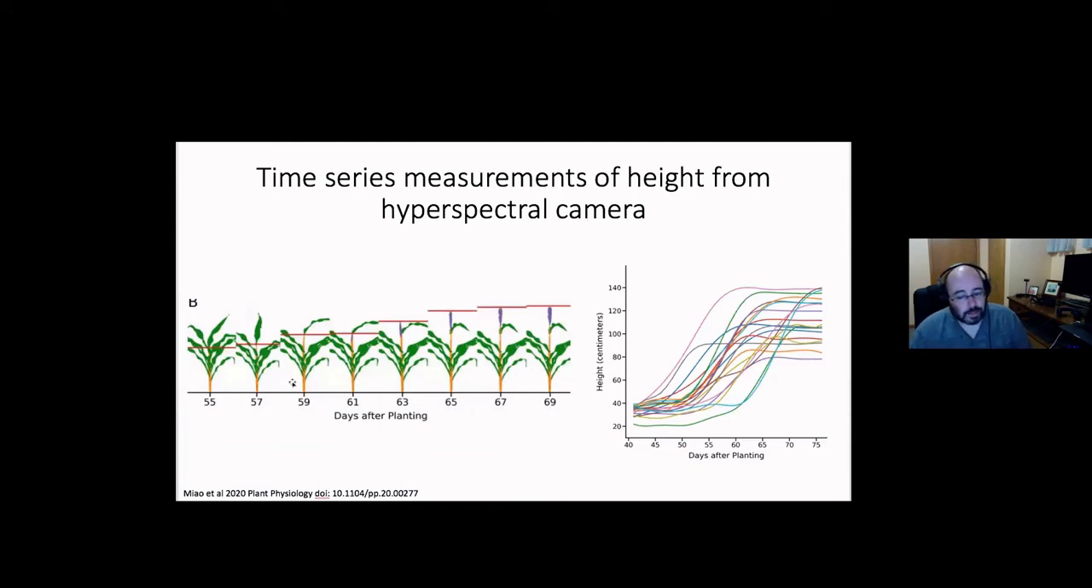With the hyperspectral phenotyping, as I showed you a couple of slides before, it's possible for us to measure plant height as we would measure it if we sent a student into the field to measure it every couple of days. When we look at those heights, we see a relatively messy set of growth curves.